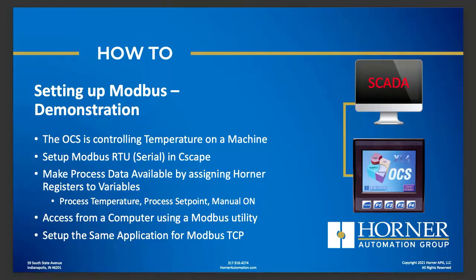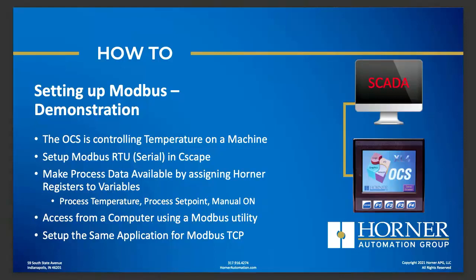And what we're doing is we've got an example application here where an OCS is controlling temperature on a machine. So it's a temperature control type application. We're going to go ahead and show you how to set up Modbus RTU serial in Cscape. We're going to make process data available over Modbus by assigning registers to variables. So we're going to actually map Horner registers directly to our variables so that that data is now available over Modbus.